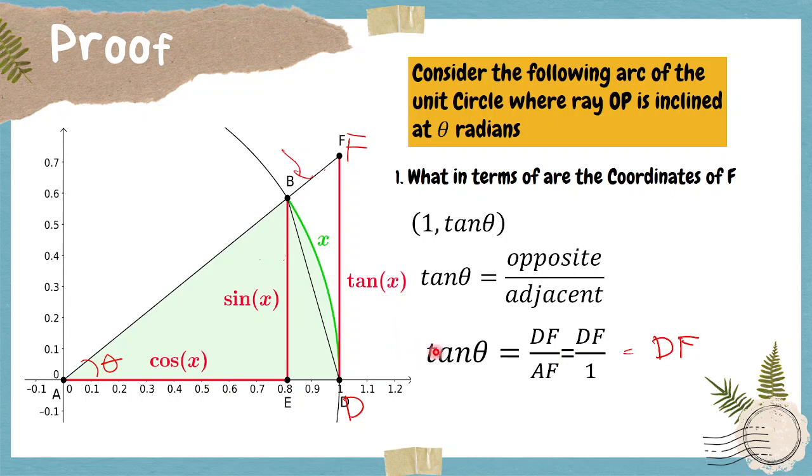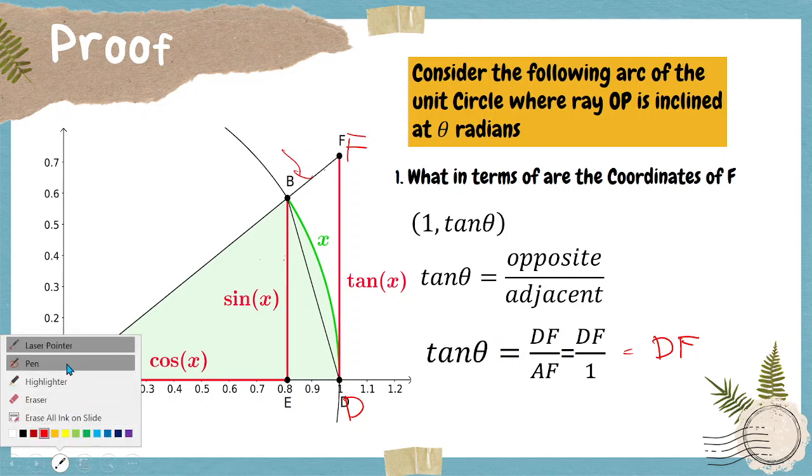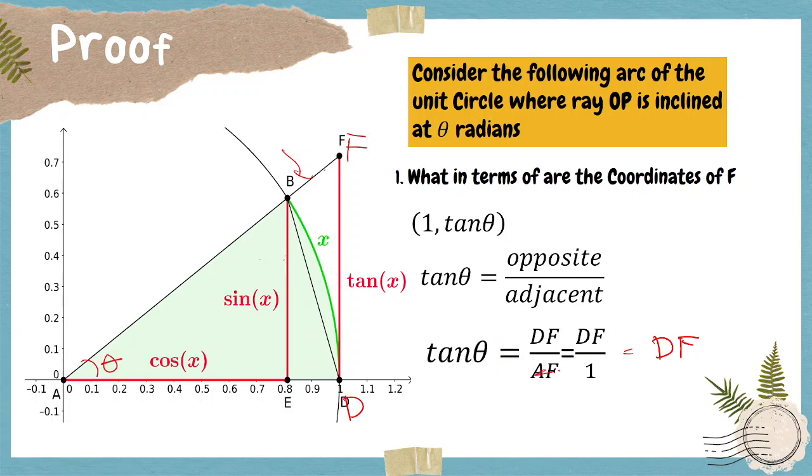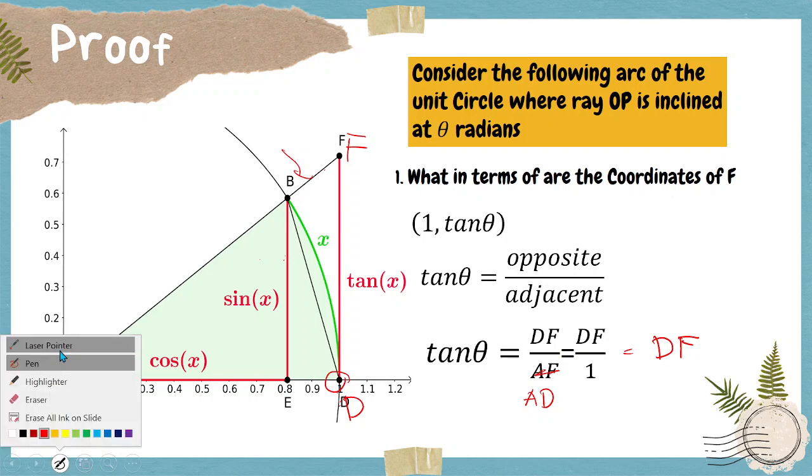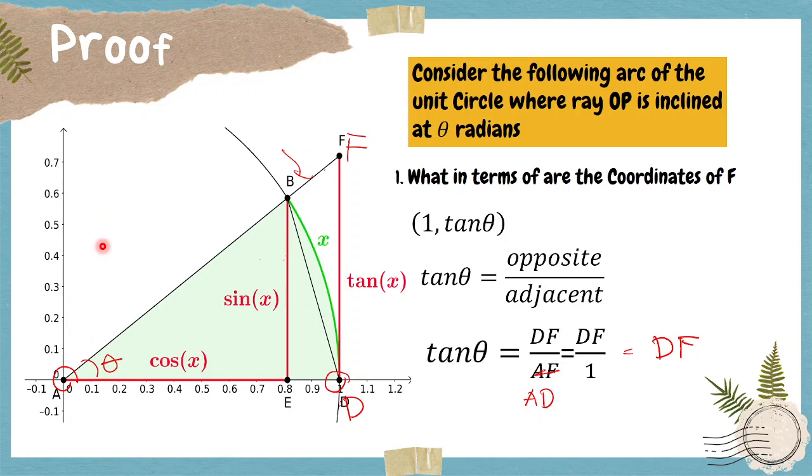Any questions? Sir, bakit nga ulit po naging 1? It is 1 because the length, if you would see, from A to D, the length is 1. Because this is a unit circle, it's the radius already. Yes. Gets na po.